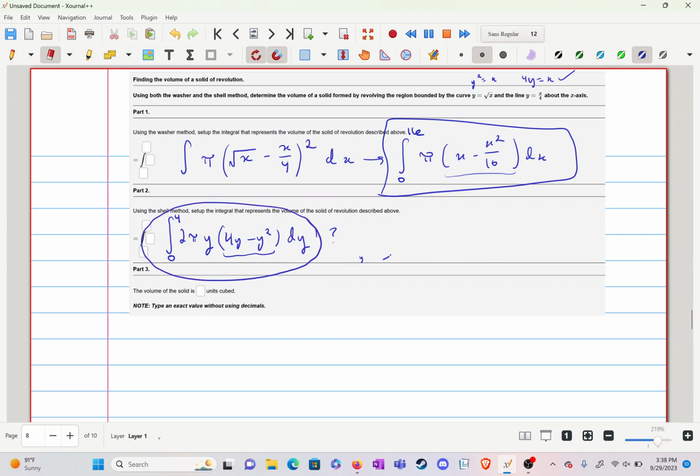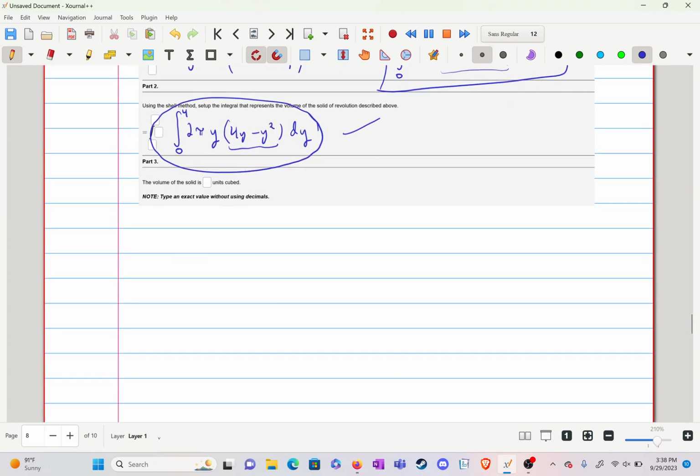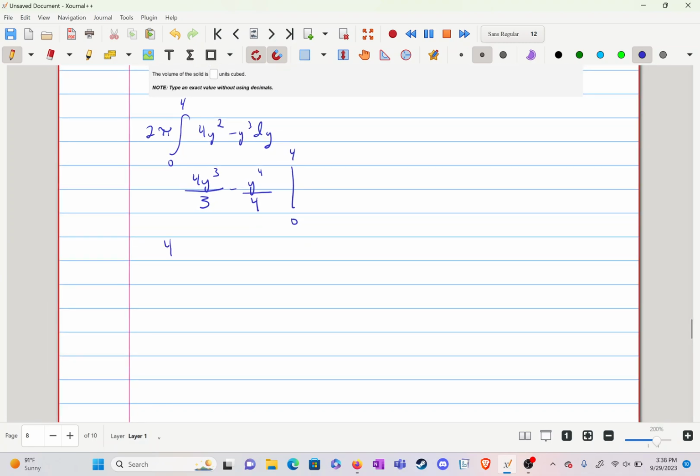Integral, done. Now we need to evaluate one of them. Which one looks easiest? To me, this y one right here, the shell method. So let's take that 2 pi out. 0 to 4. Pull in that y: 4y squared minus y cubed dy. Take the integral via power rule: 4y cubed divided by 3, minus y to the 4th divided by 4, from 0 to 4. The zeros are going to cancel out, so we have the 4.